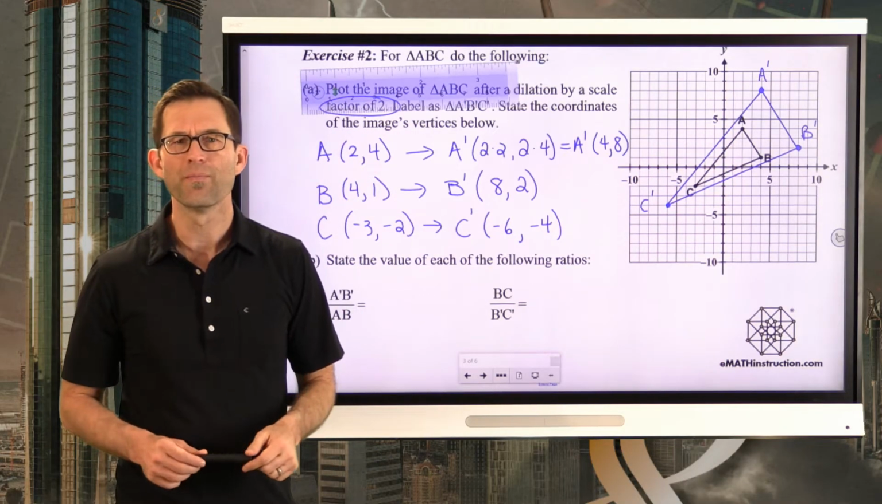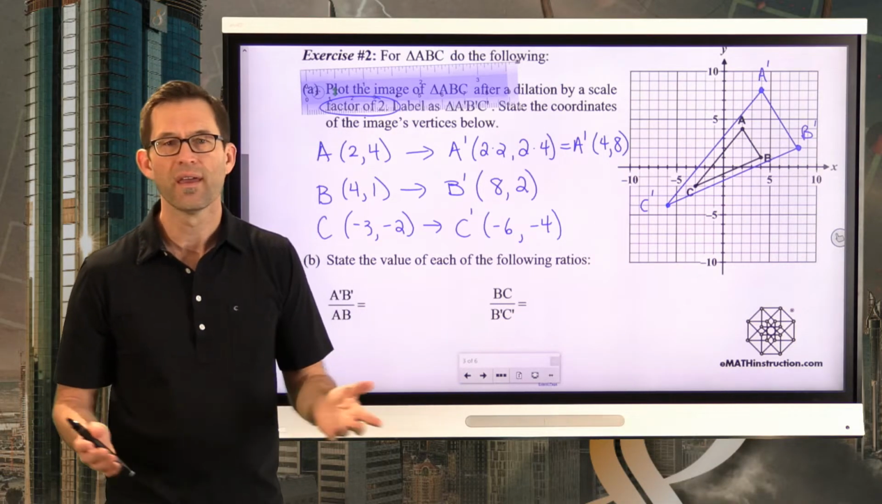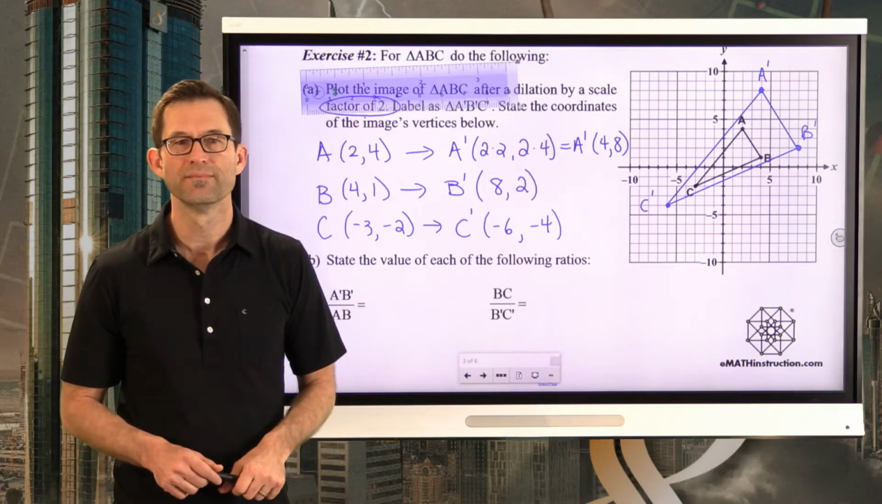So how can I really say what this ratio is if I don't know the lengths of those two segments? Pause the video now and think about that a little bit. How can I come up with these two ratios if I don't know the lengths of the segments?